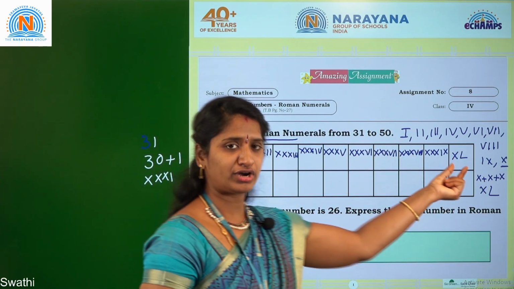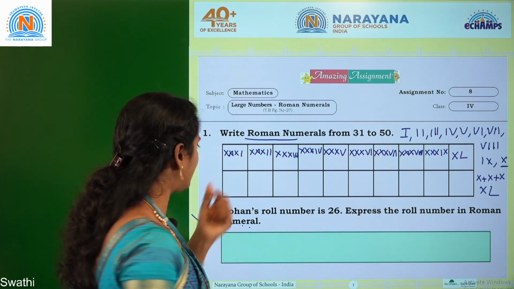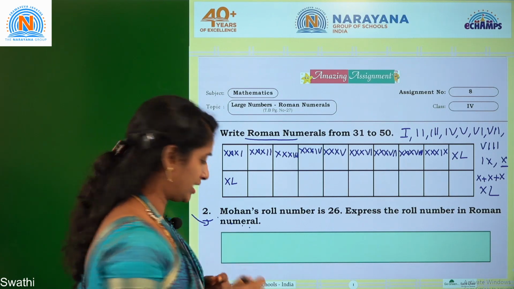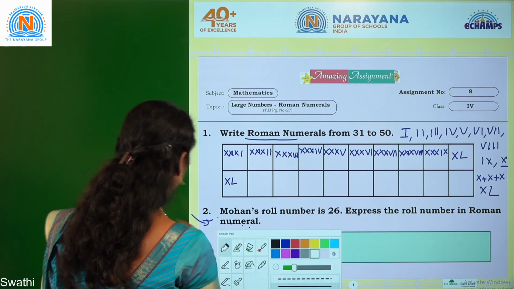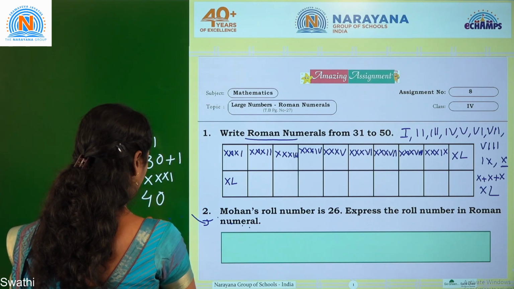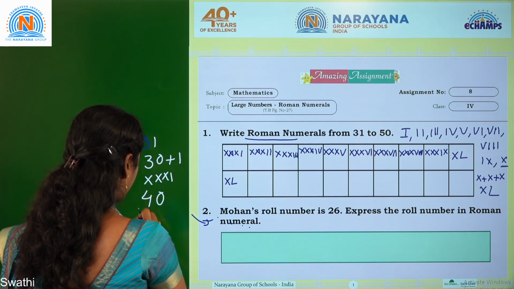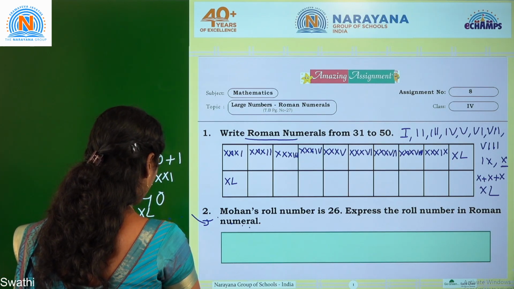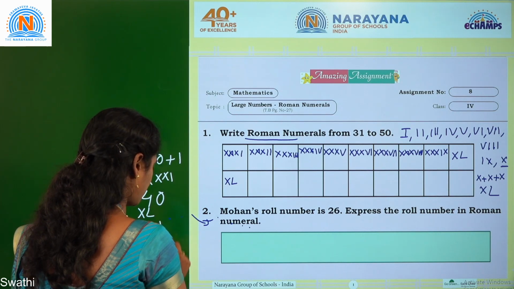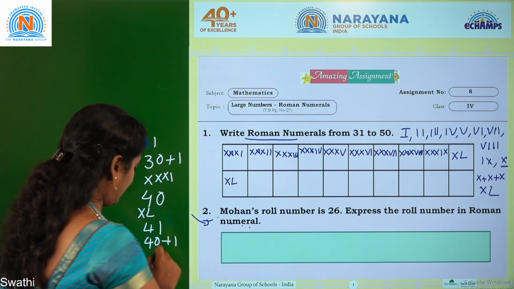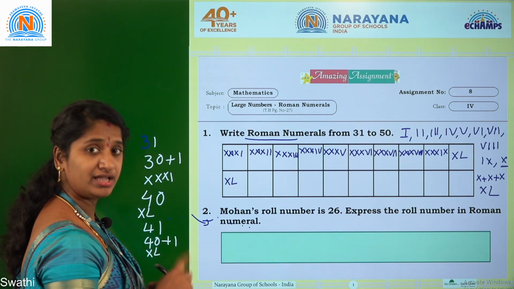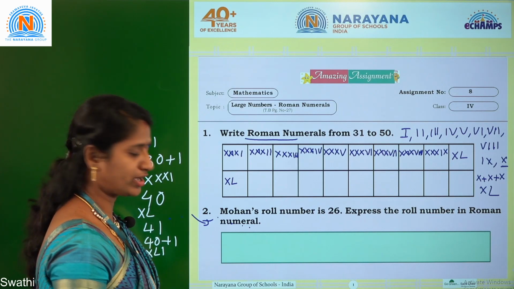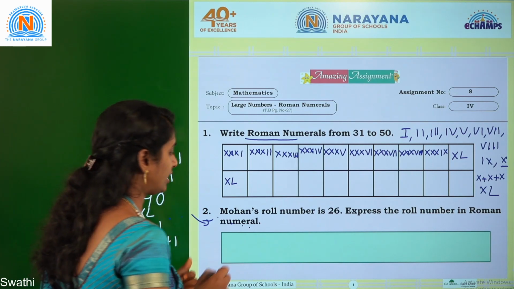Now we know that 40 is XL, and 41 means 40 plus 1. Here XL is 40, and 1 means I, one Roman numeral. So 41 is XLI. Okay, now write like that.